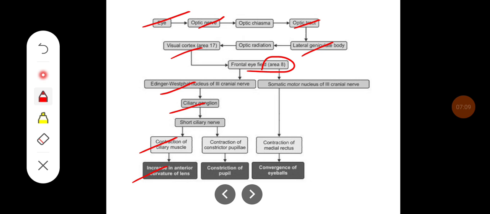It is also going to cause a contraction of the constrictor pupillae, which leads to constriction of the pupil. At the same time, area number 8 also stimulates the somatic motor nucleus of the oculomotor nerve, which causes the contraction of the medial rectus, which leads to convergence of the eyeball.